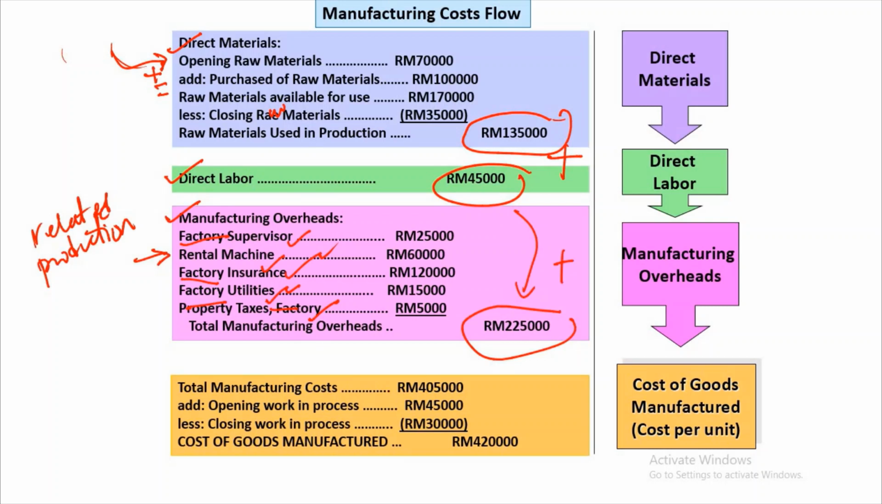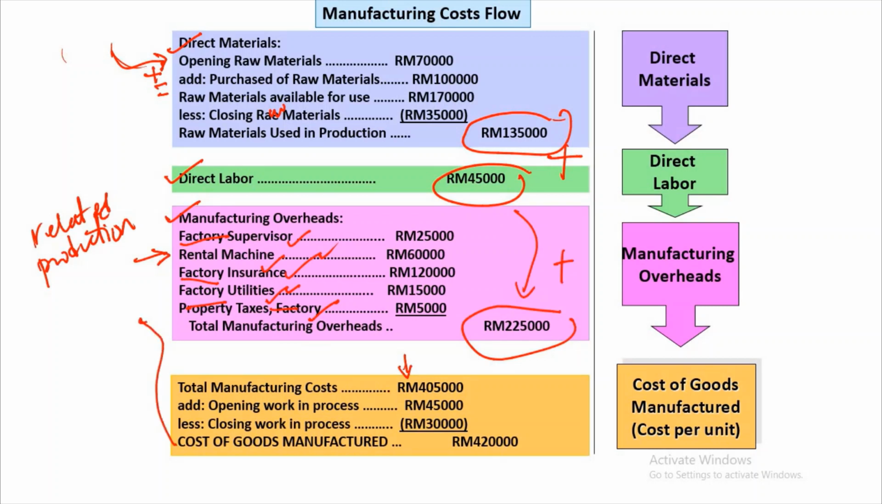Once we already have raw material, direct labor, and manufacturing overhead, we get our total manufacturing cost, which you add to the opening work in process and minus the closing work in process in order to get the cost of goods manufactured. And this can be furthered.